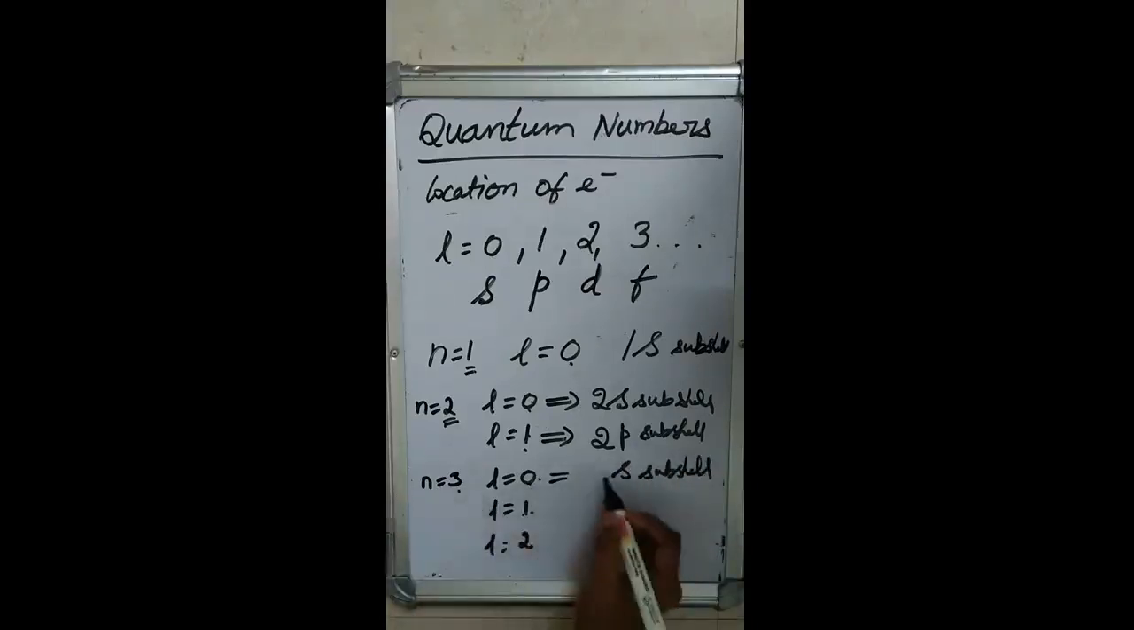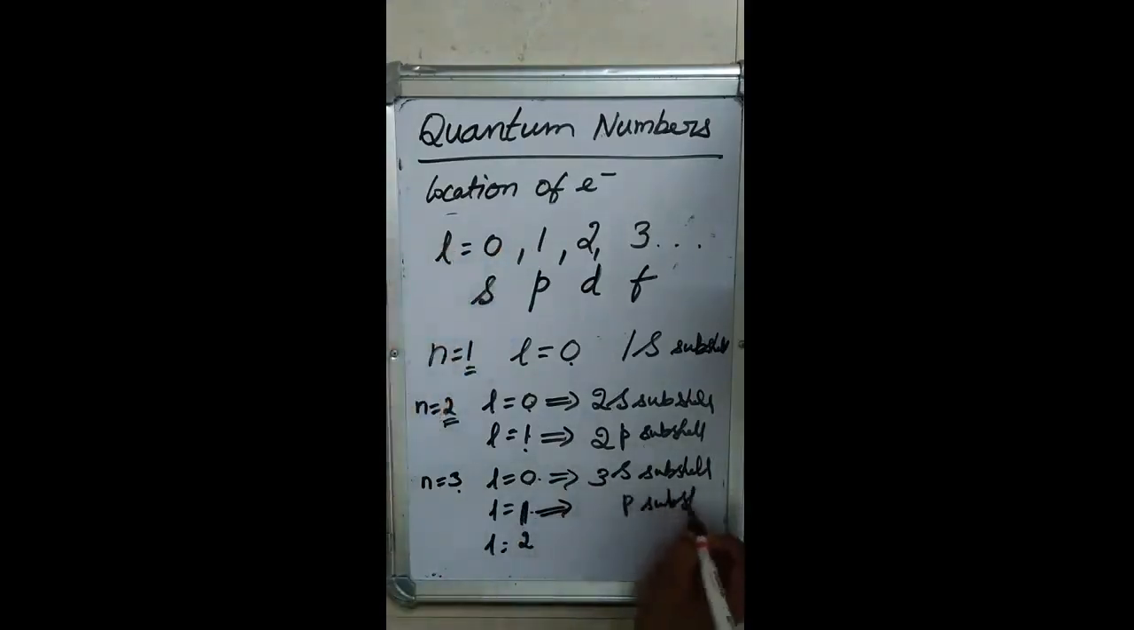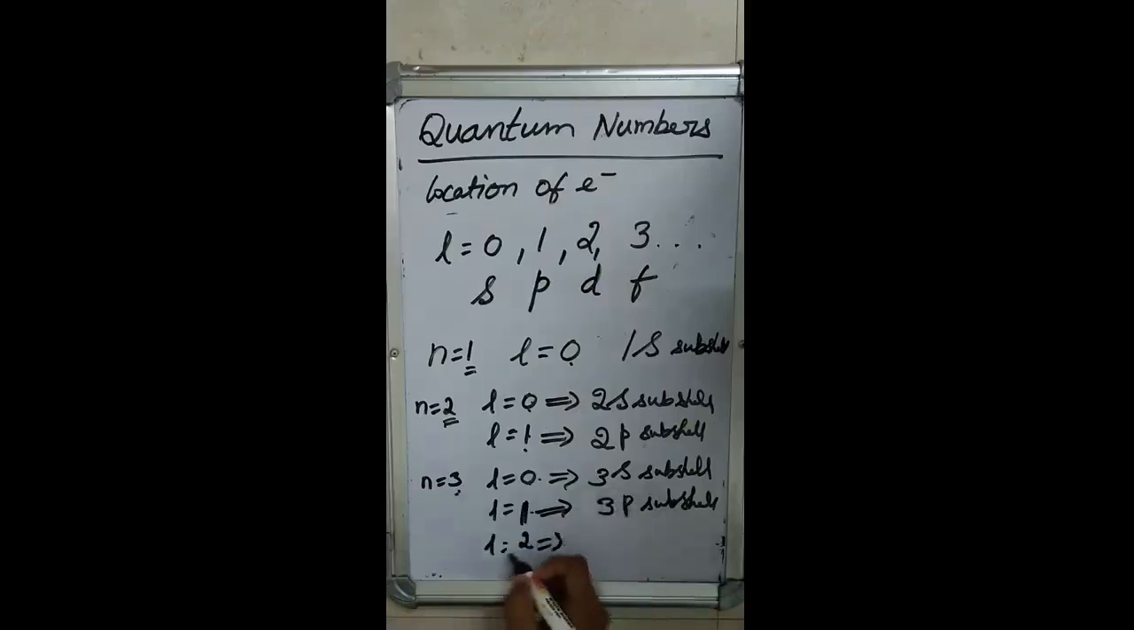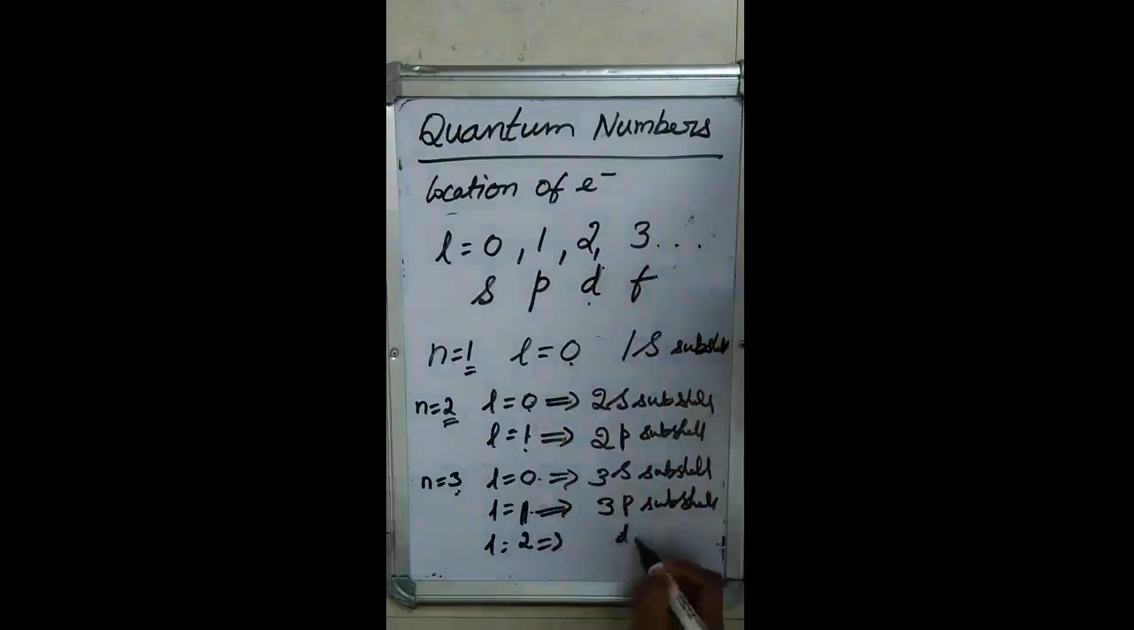Since n is equal to 3, what should I write here? 3s. Okay, l is equal to 1 means here it is fixed, p subshell. Since n is equal to 3, what should I write? It is 3p. Here l is equal to 2 means what is the subshell? It is a d subshell. So since n is equal to 3, here you should write 3d. I hope you understood the concept.